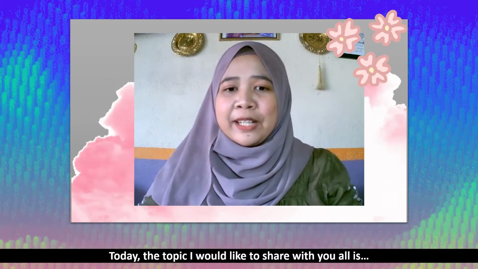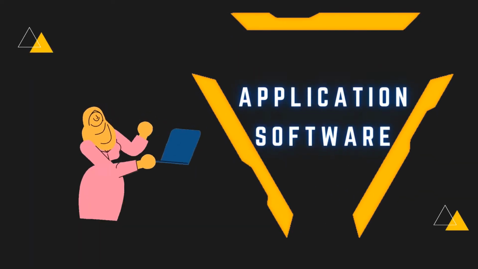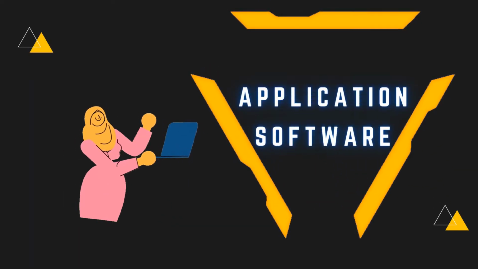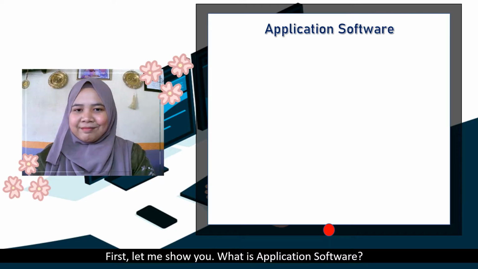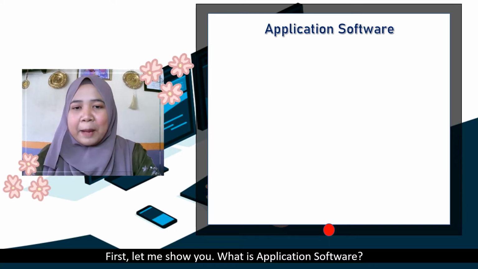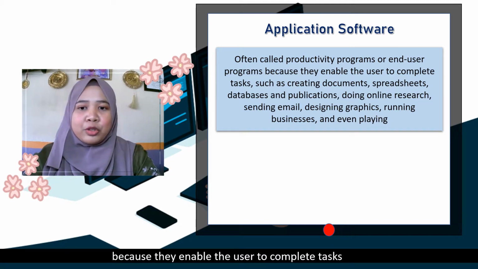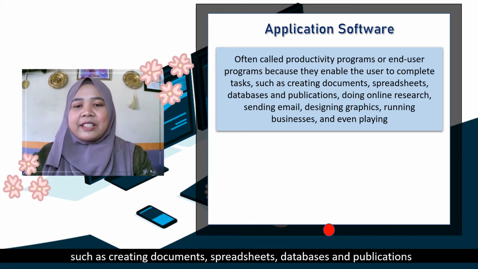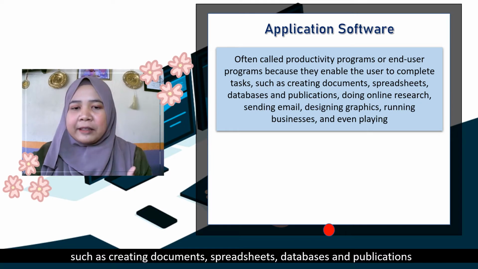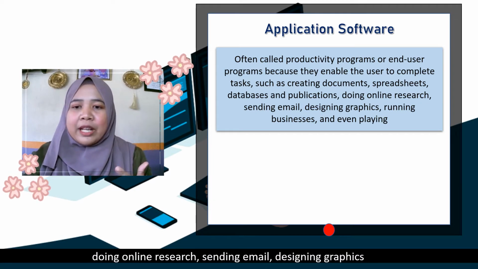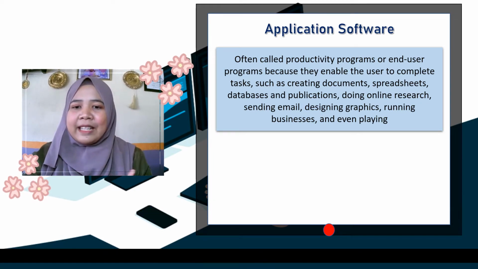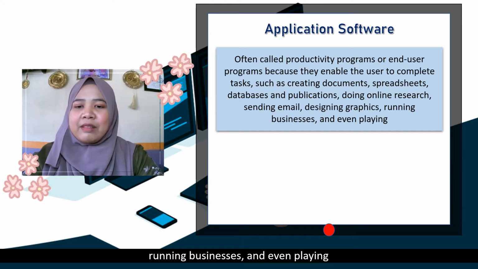Today, the topic I would like to share with you all is what is application software? First, let me show you what is an application software. Application software is often called productivity programs or end-user programs because they enable the user to complete tasks such as creating documents, spreadsheets, database and publications, doing online research, sending email, designing graphic, running businesses, and even playing.